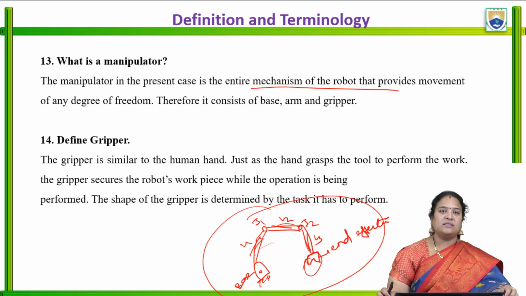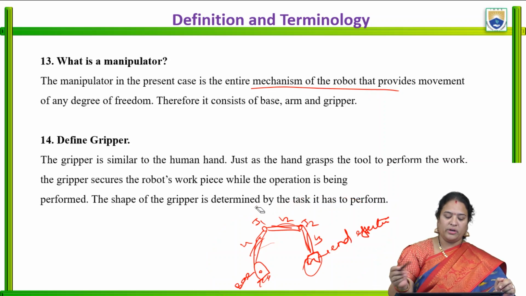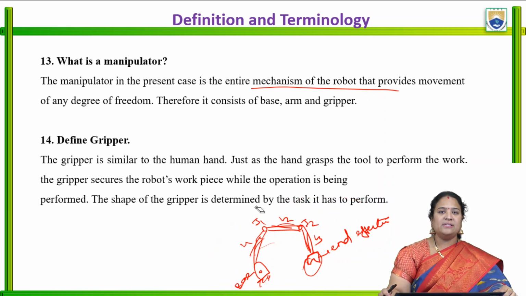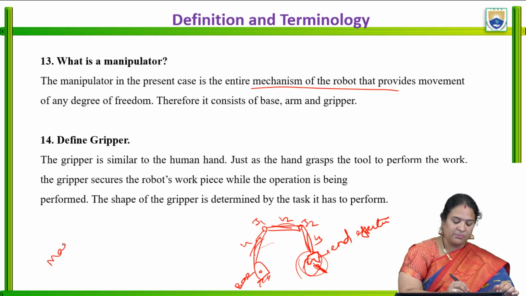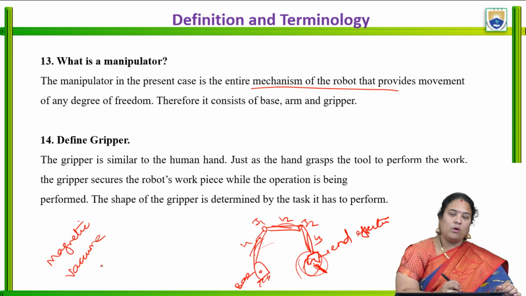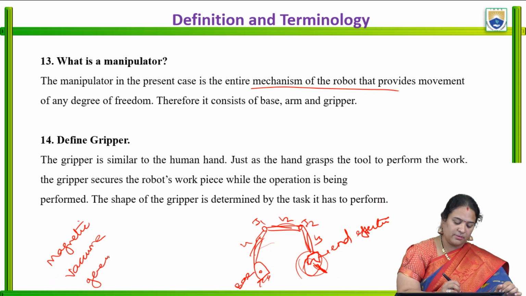Next, define gripper. What do we mean by the term gripper? The gripper is nothing but the end effector here. Near the end effector, we can place different types of grippers. It may be a magnetic gripper, or a vacuum type of gripper, or a generalized gripper.